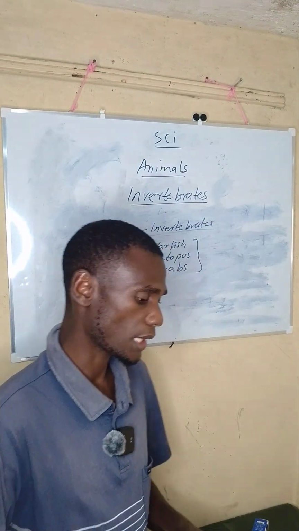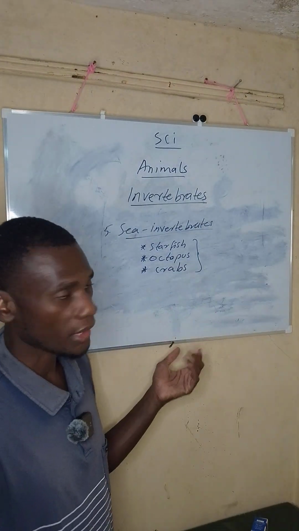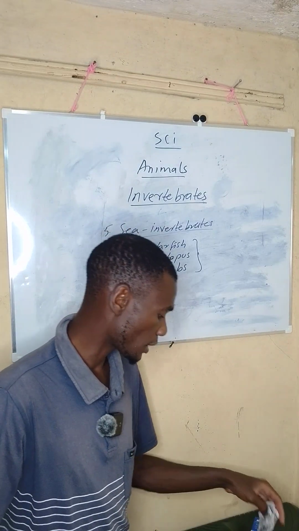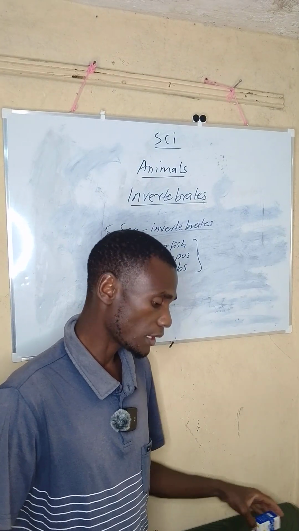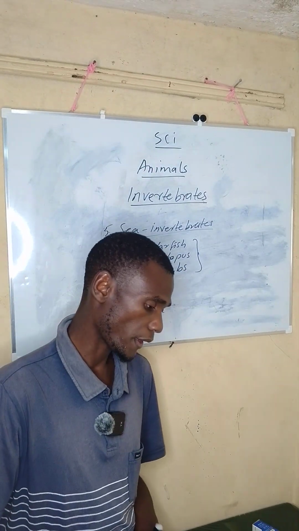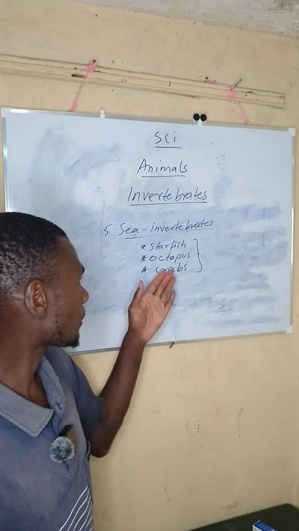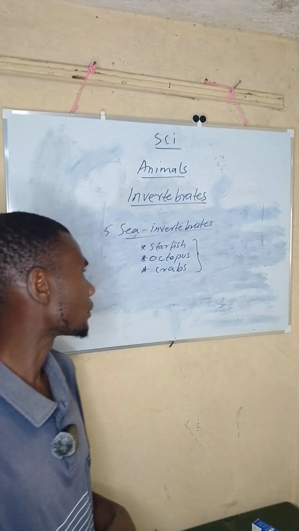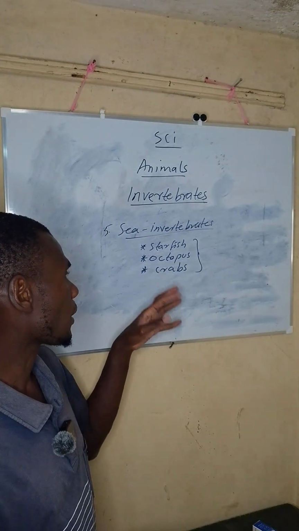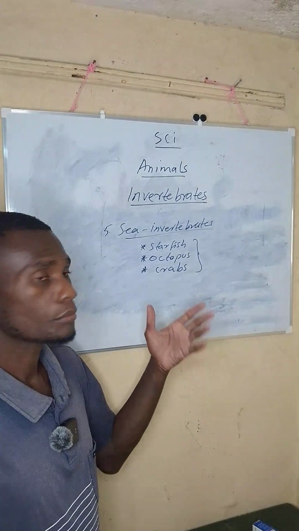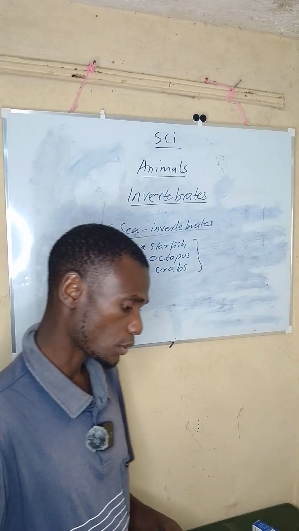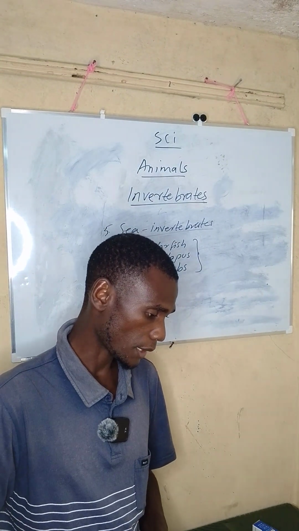don't disturb yourself learning more of these things. Just know the three: starfish, octopus, and crabs. These ones are invertebrates. They don't have backbones, but they live in water. That's why they are referred to as sea invertebrates. So they are found mostly in the oceans. These ones you will not find in Lake Victoria. They can't survive in freshwater lakes. They are found in the salty waters like the Indian Ocean and all that. So those are examples of sea invertebrates.